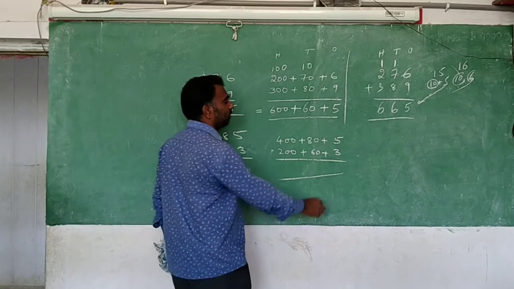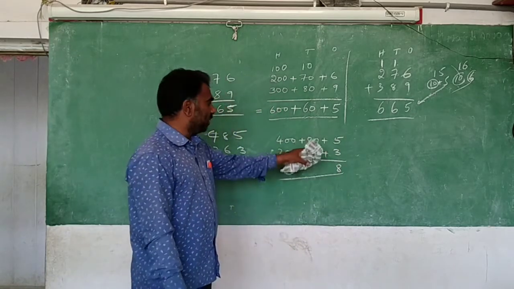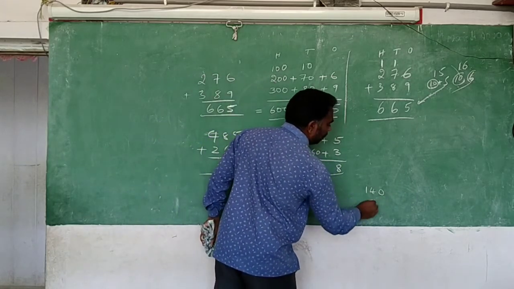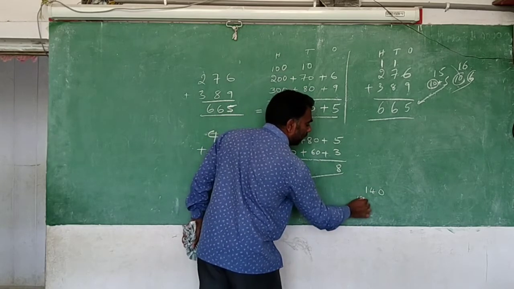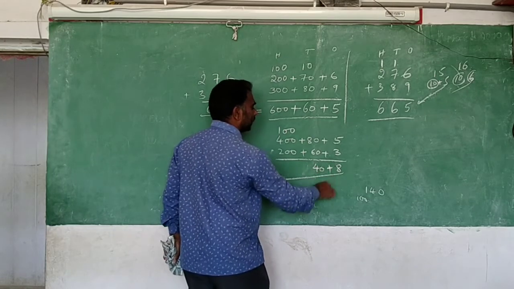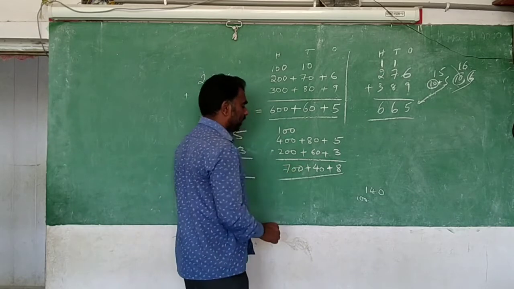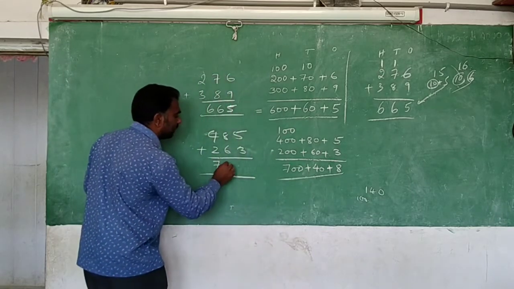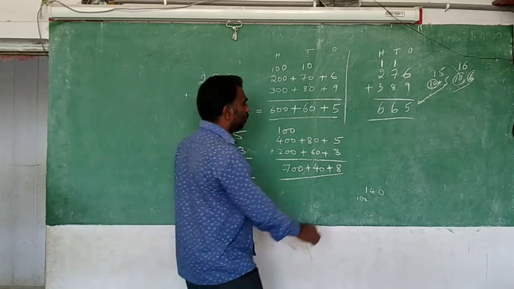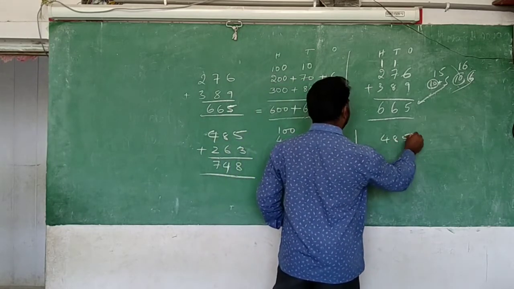Okay, first of all we will add the ones, 5 and 3. 8 only is coming, no problem. Tens are not there in that, that's why only 8. Now 80 and 60 will be 140. 140 means 100 we will take here and that 40 we will write here. Then 100, 400, 500 plus 200, 700. So finally the answer is 748.